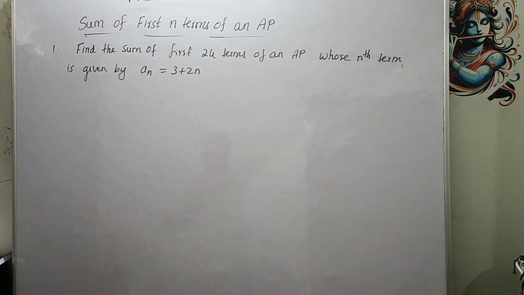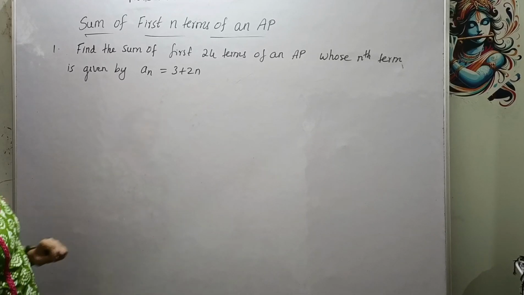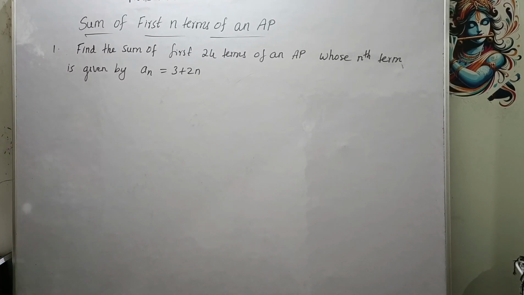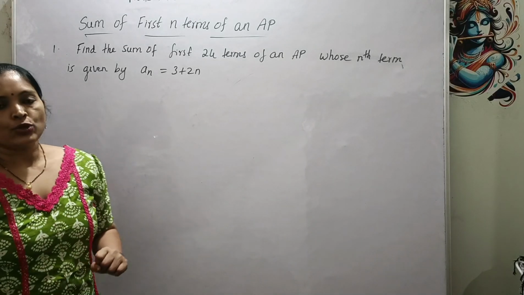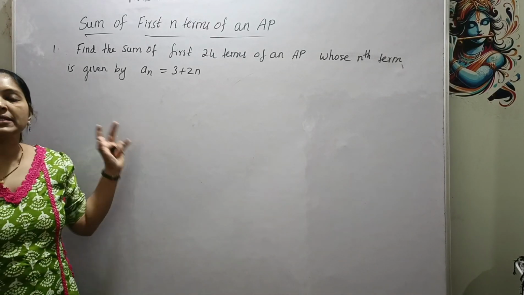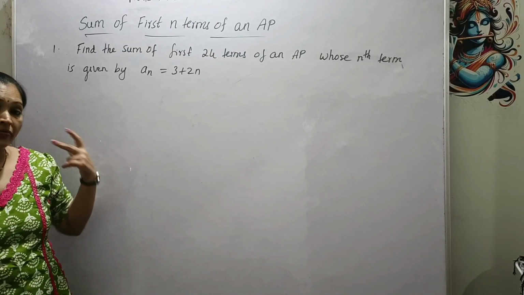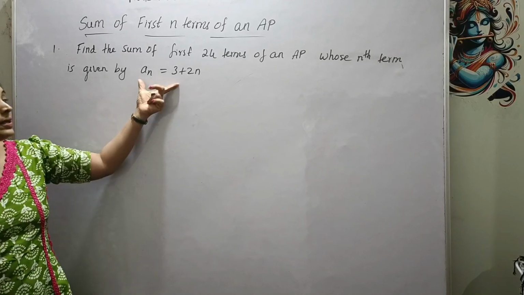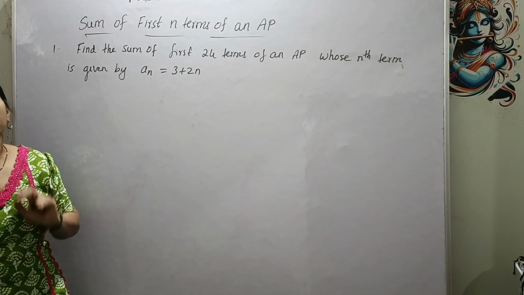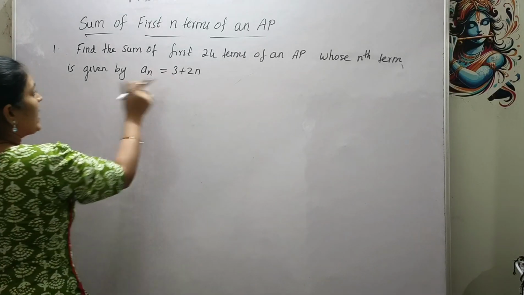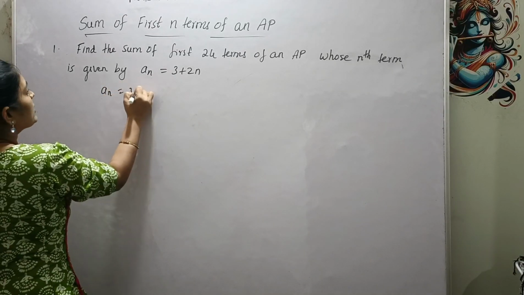Look at an example. Find the sum of first 24 terms of an AP whose nth term is given by an is equal to 3 plus 2n. So here we have to find the sum of first 24 terms and nth term is given. So first of all we have to write an AP. So an is equal to 3 plus 2n.